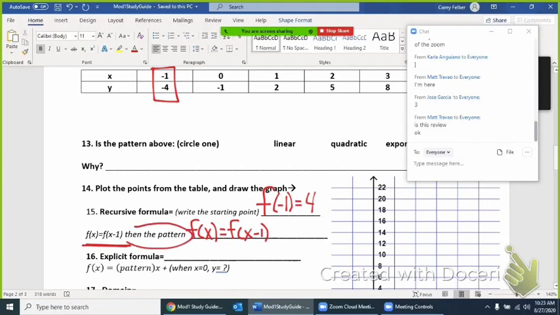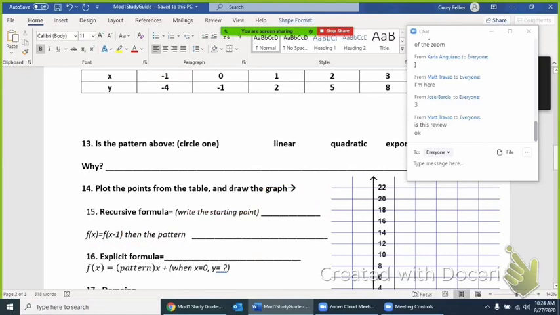And then comes the pattern after that. So you guys told me on this one it's +3. Okay, so that would be the recursive equation. Got to write the starting point first, and then the rest of it also. The starting point, and then to get to the next one, what's the pattern? What do you have to do to get to the next one? All right, that's the recursive formula.